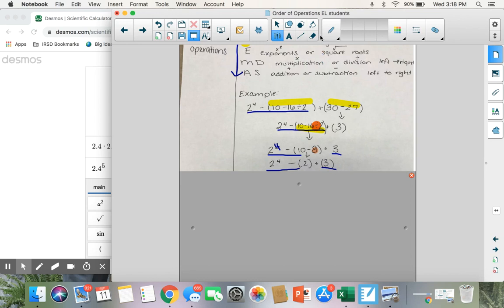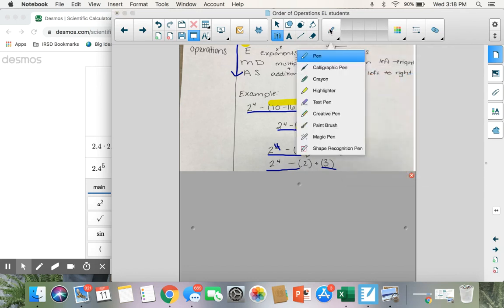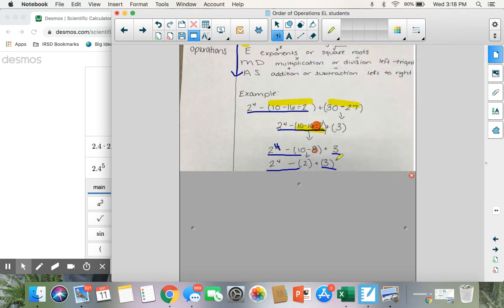So you'll notice I still have parentheses. However, there is now no operation to do within those parentheses. So now it is just numbers. When it is just numbers in parentheses and there's no operation to do, I can move on to the next part. So my parentheses are done. I'm now going to move on to my exponents.